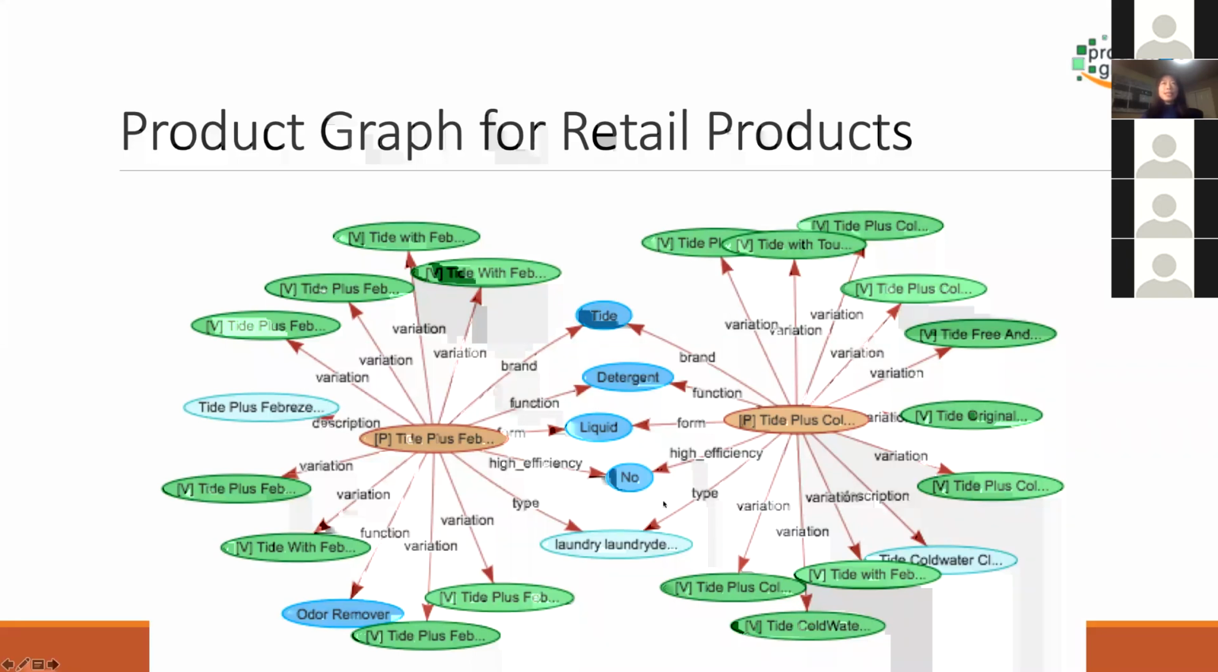And in addition, we have those blue bubbles representing the properties of those products. For example, they have the same brand, Tide, and they have the same function, detergent. They are of the same form, liquid. Neither of them is high efficiency. And we can see that the Tide detergent on the left-hand side has one extra function, odor remover.